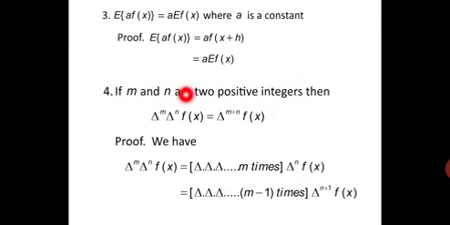If m and n are two positive integers, then forward difference to the power of m, forward difference to the power of n, that is delta to the power of m, delta to the power of n of f of x, is equals to delta to the power of m plus n of f of x. We can say the bases are the same, so we can add the powers. Okay, so we'll start this now.